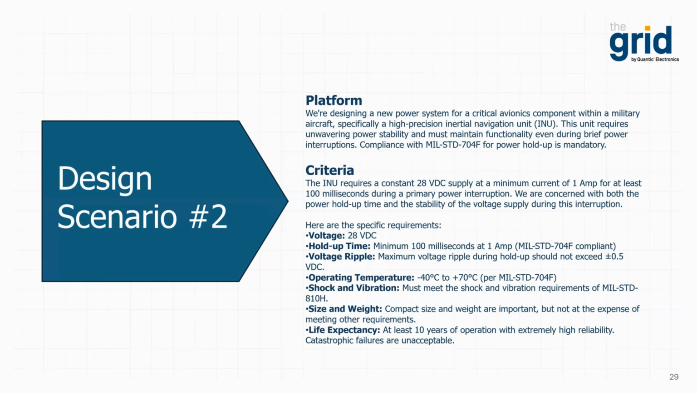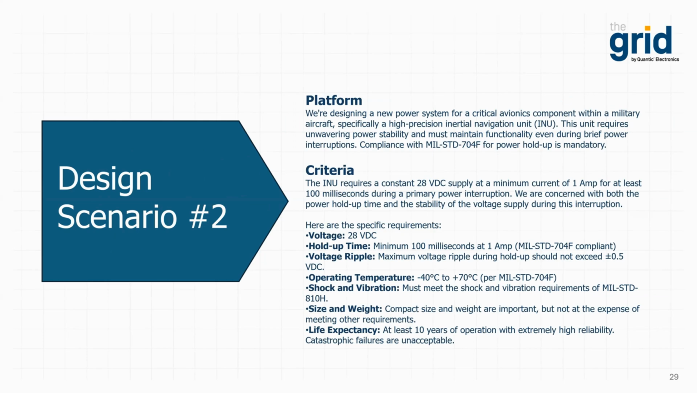The INU requires a constant 28-volt DC power supply at a minimum of 1 amp for at least 100 milliseconds during a primary power interruption. The system must continue to operate within specification to prevent loss of navigation data and ensure mission continuity. We are concerned with both the power holdup time and the stability of the voltage supply during this interruption. Excessive ripple or voltage drop could lead to INU malfunction.